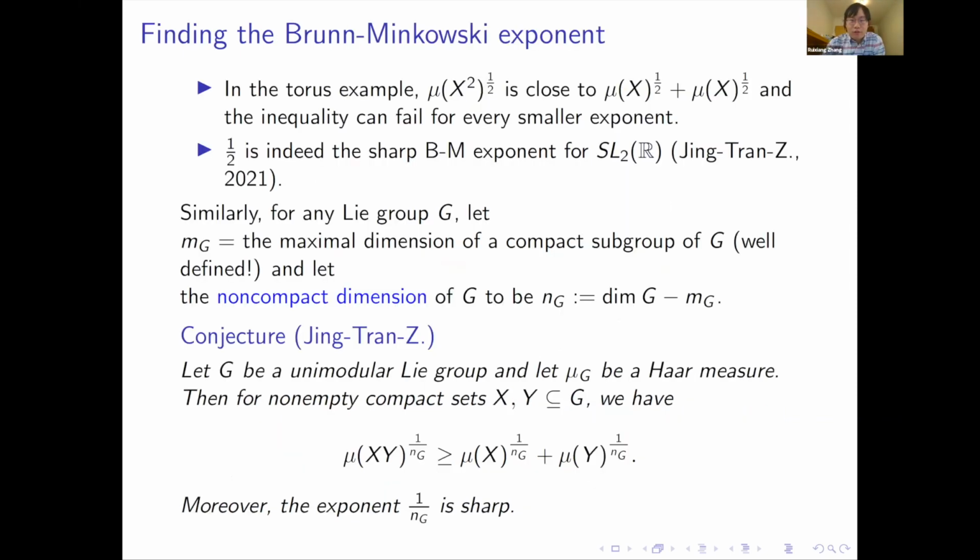So these are just a few comments to start with. Mu of x squared raised to 1/2 is close to mu of x raised to 1/2 plus mu of x raised to 1/2. But this can fail if you try to replace 1/2 by anything smaller. Jointly with Ifan and Min, we were able to prove 1/2 is sharp.